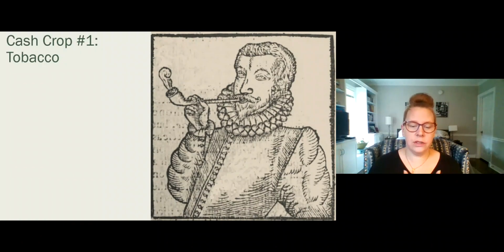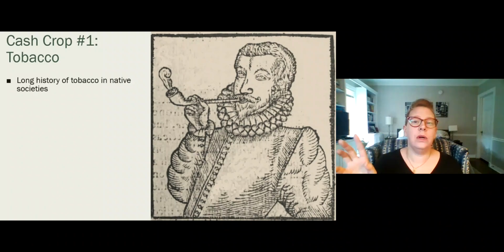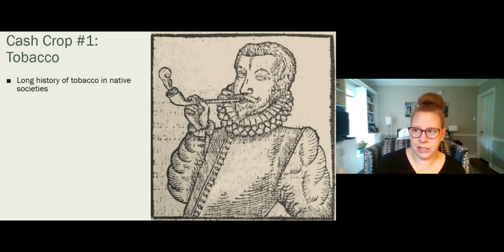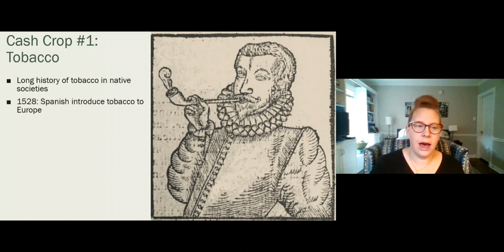And there are three big cash crops we're going to talk about, okay? A cash crop is something that you grow specifically for money, to sell. You're not eating it, okay? Cash crop one, tobacco. So tobacco has a long history in native societies, like they talk about the peace pipes and that kind of thing.